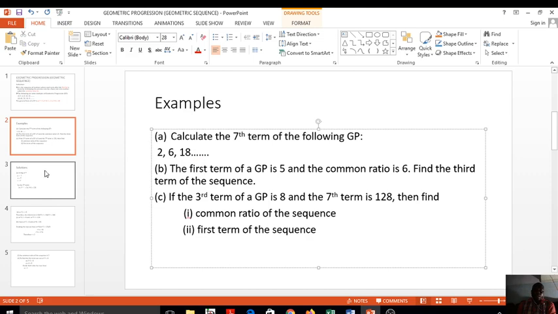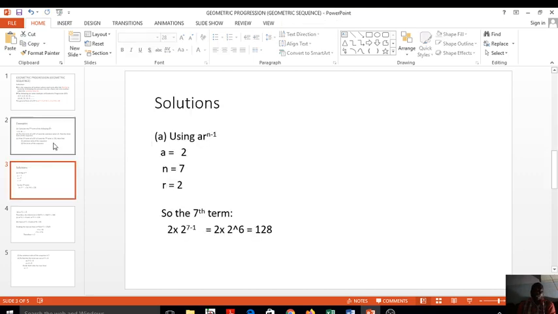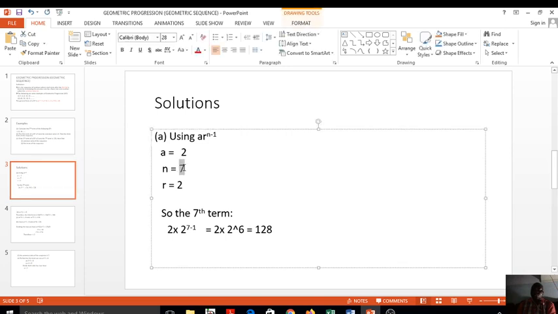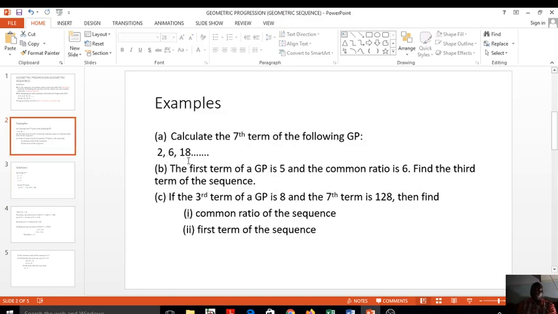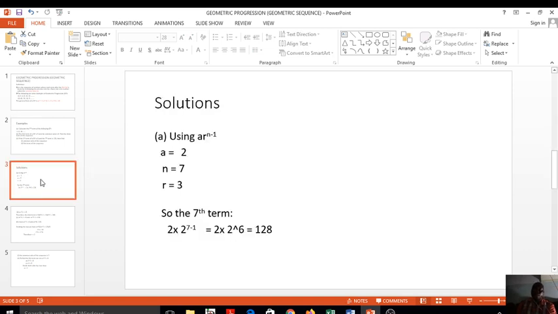And then where there is n, our n is going to be 7. So our a is going to be 2, our n will be 7, then our r is going to be 3. Not 2, but 3, because we're having 2, 6, 18, and so on. So we're having a 3 over there.